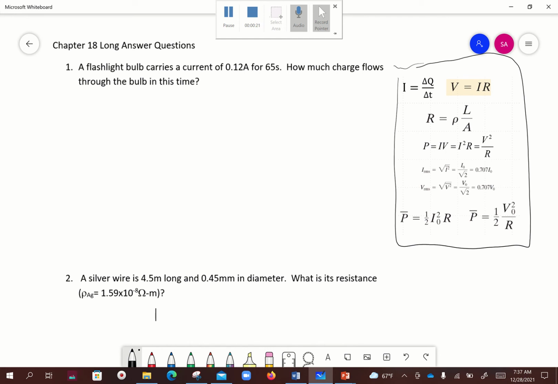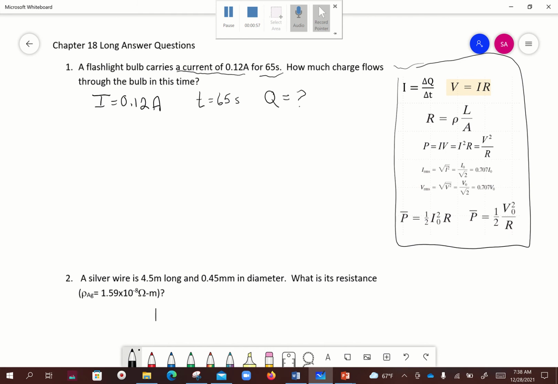A flashlight bulb carries a current of 0.12 amps. So remember, we do the GOAL method, gather. So we're going to go through the problem and pull out every number and see what it is. So we've got a current I of 0.12 amps for 65 seconds. So 65 seconds, that's a time. So let's say time is 65 seconds. How much charge flows through the bulb in this time? So charge is Q. So we're trying to find Q. All right, so we've gathered.